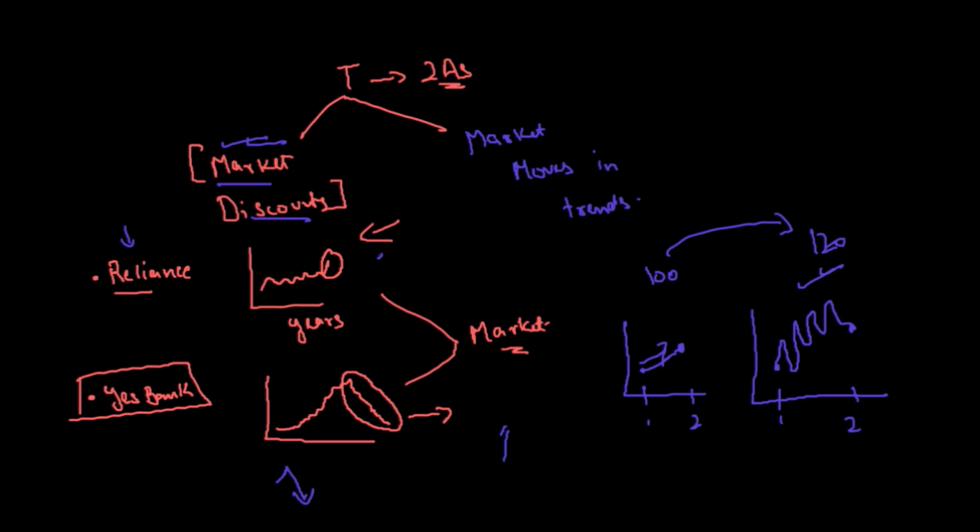If it has to go up, it will go like this. If it has to go down, it will go like this. But market would never go directly from one price to another. It always moves in trends. Now let's try to understand this in the real market.